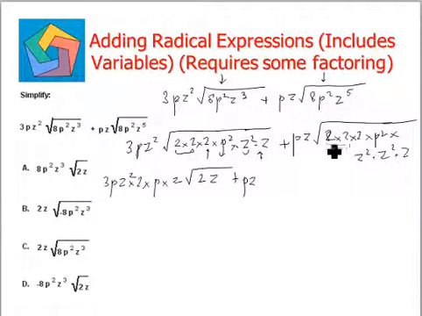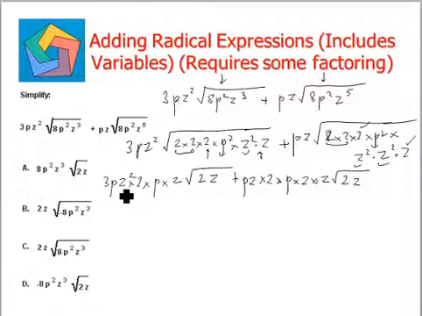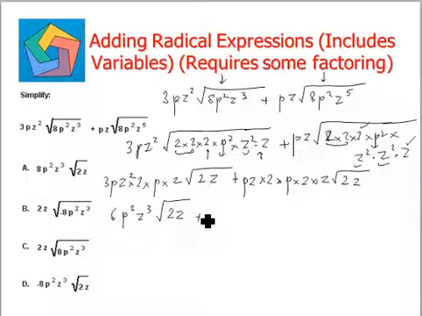Here we can pull out a 2, p squared as a p, z squared as another z, and another z squared as another z. Inside we are left with 1 2 and 1 z. We'll multiply the terms outside the radical. We have 6 p squared z cubed, inside we are left with 2z, plus we have 2 p squared z cubed.